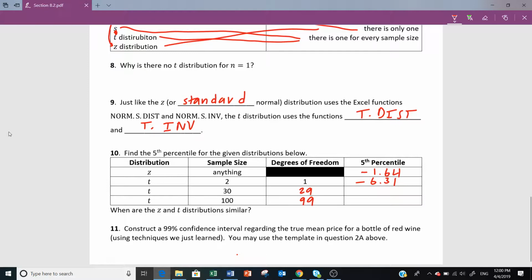When do we get similar Z and T? Was it similar for 1 degree of freedom? Are these similar? No. What about for 99? Were they similar for 99? Yes. So when are they more similar? With the larger sample size. Good. Excellent answer. That's all these questions ask.